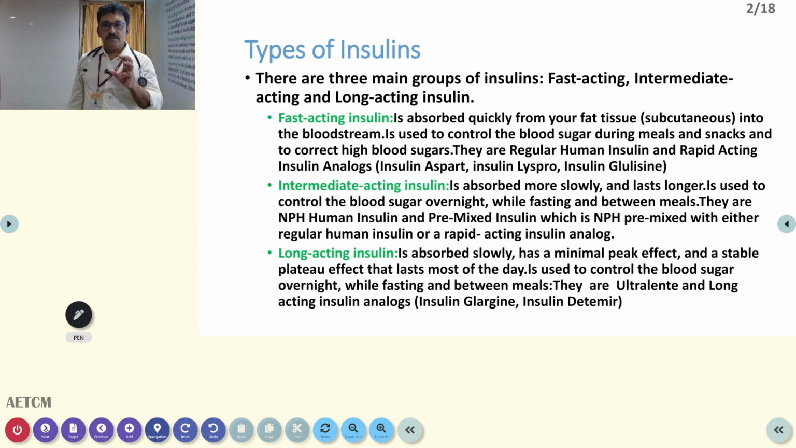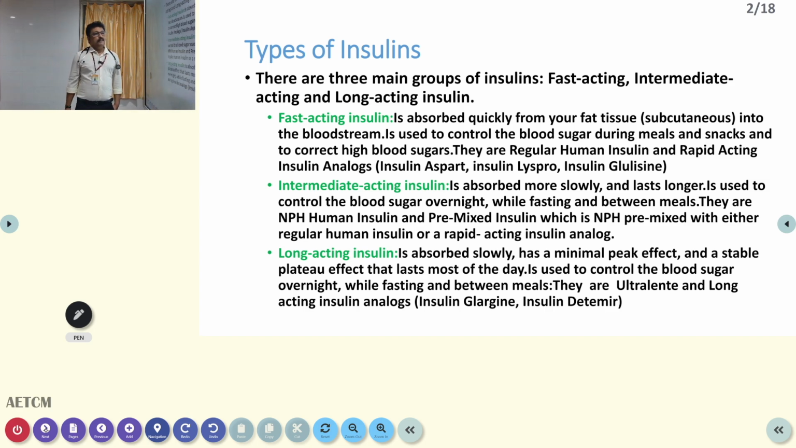Some patients require insulin because their pancreas is not producing insulin at all, like in type 1 diabetes, or the secretion of insulin, even with oral hypoglycemic agents, is very minimal. So their normal metabolism will not occur, and the blood sugar will be very high. To control that blood sugar, we have to give insulin.